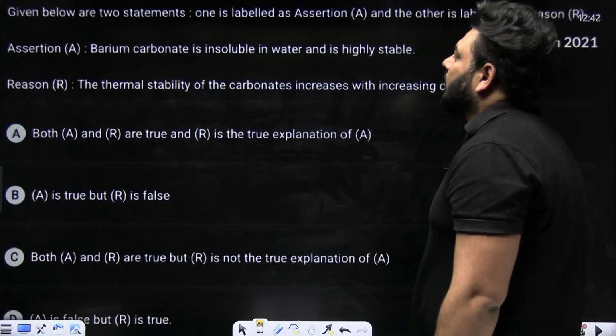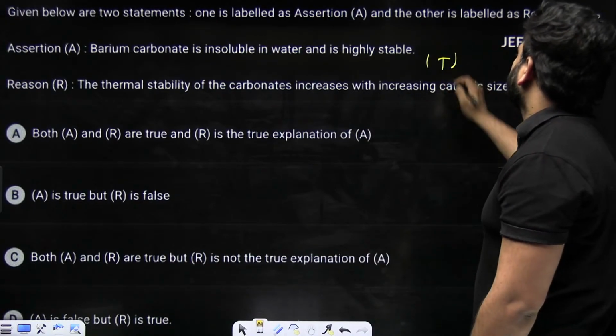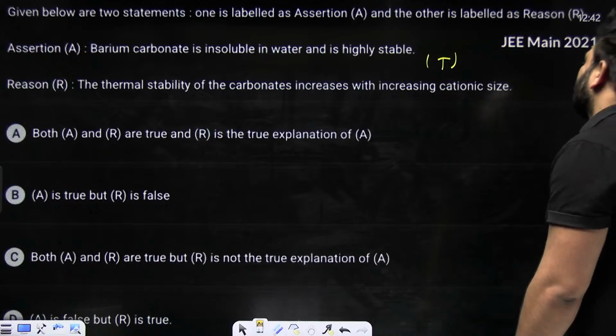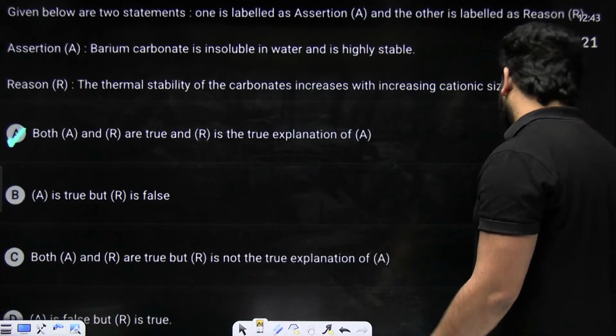Then barium carbonate is insoluble in water and highly stable, which is true. And the thermal stability of carbonate increases with increasing cationic size, which is also true. So I think it's true and it's the correct explanation as well.